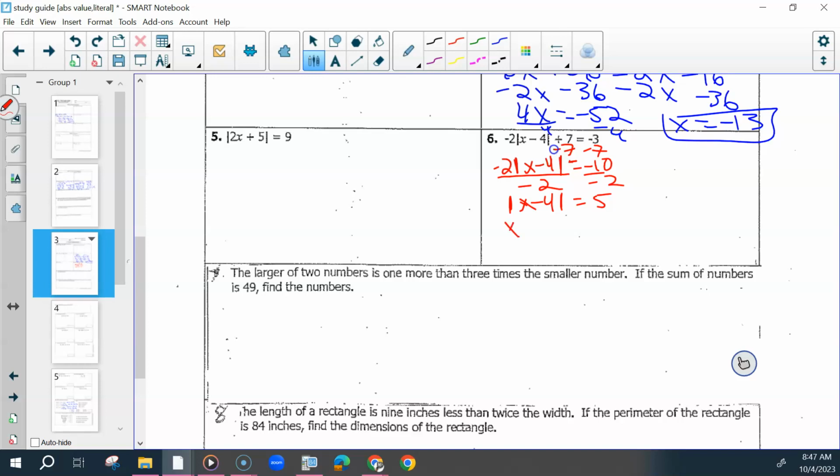Drop the absolute value, set it equal to a positive and negative 5. And add 4 on both sides. So that our solution set is negative 1, 9. Questions on that one?